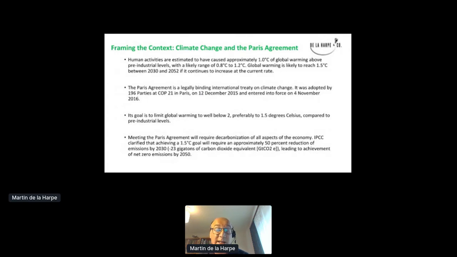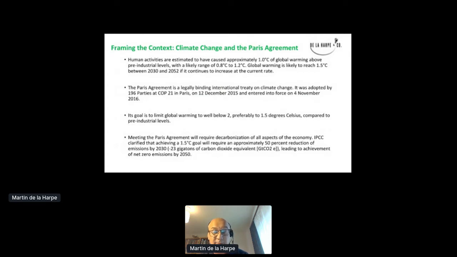Human activities are estimated to have caused approximately 1 degree of global warming above pre-industrial levels, with a likely range of 0.8 to 1.2. Global warming is likely to reach 1.5 degrees C between 2030 and 2050 if it continues at the current rate.